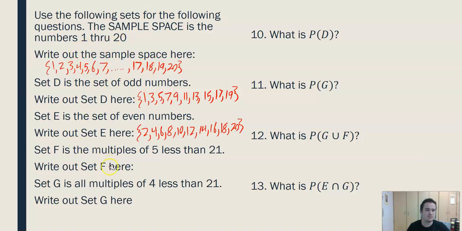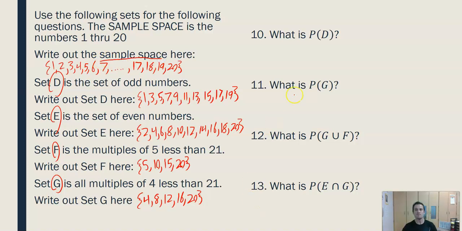Set F is the multiples of 5 less than 21, so that's going to be 5, 10, 15, and 20. The set of all multiples of 4 less than 21, so set G is going to be 4, 8, 12, 16, 20. So I have my sets D, E, F, and G, and my sample space.